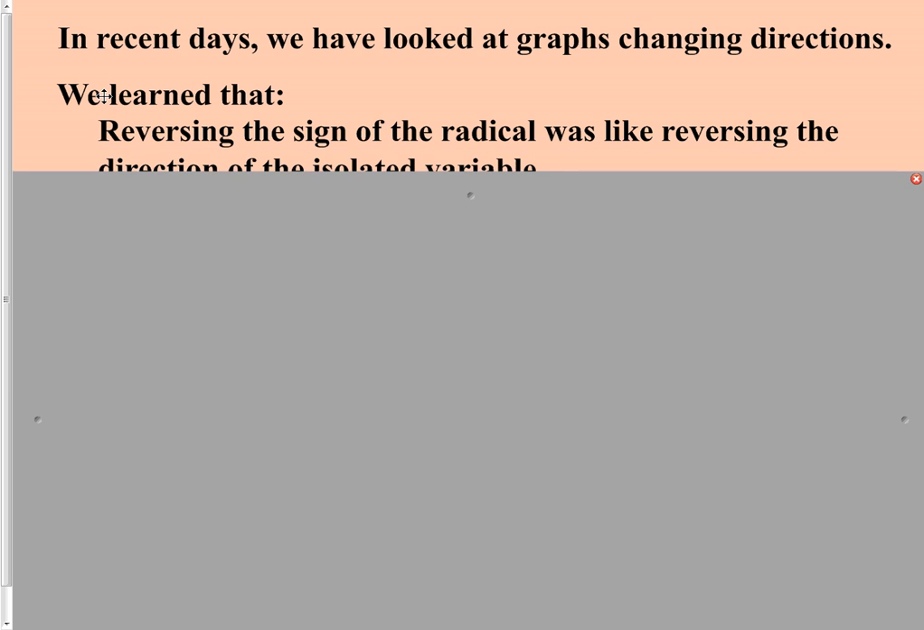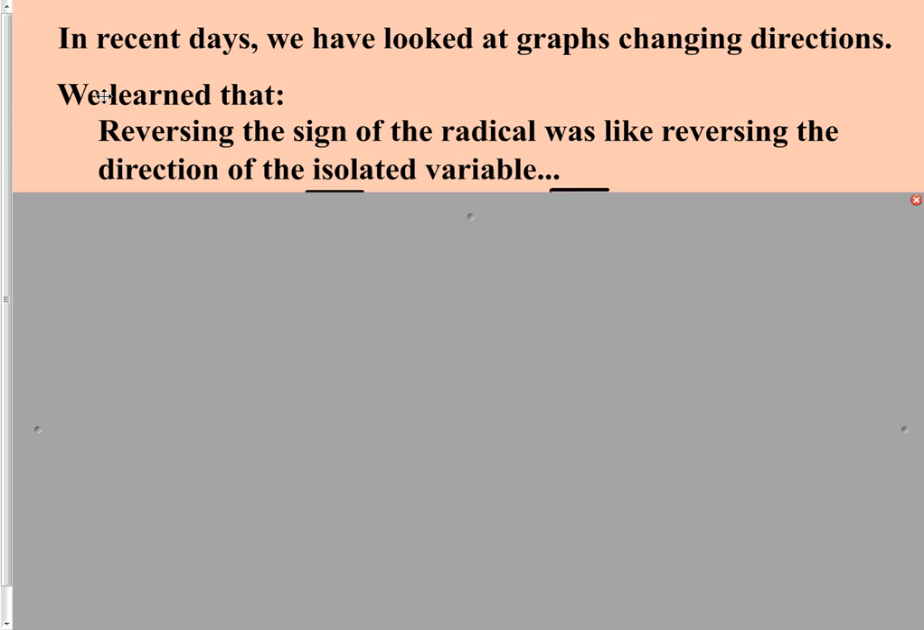In recent days, we have been looking at graphs that have been doing a lot of various things. Their vertices have been moving around, they've been changing directions, changing speeds, and all that kind of stuff. So hopefully you've got a real good grasp of how to determine the vertex, the x direction, the y direction, the speed of a graph. Now some of the information that we learned was this: we learned that reversing the sign of the radical was like reversing the direction of the isolated variable.